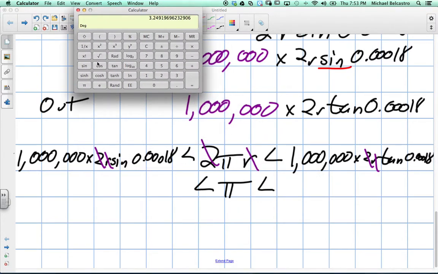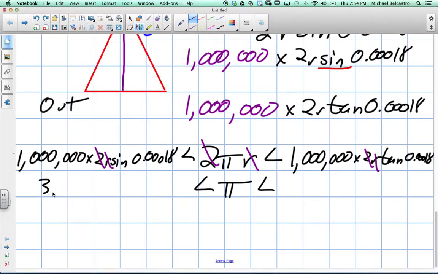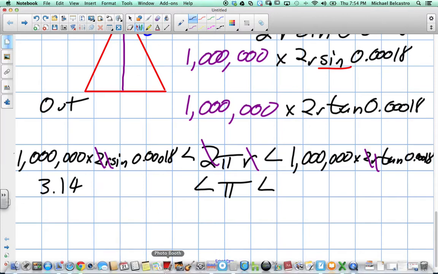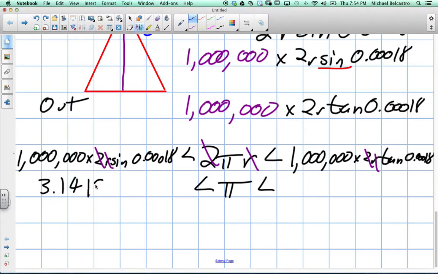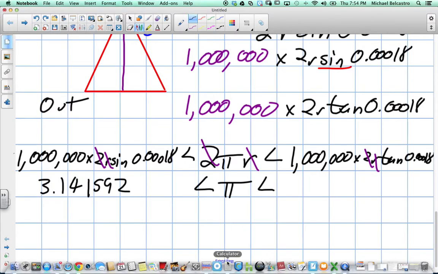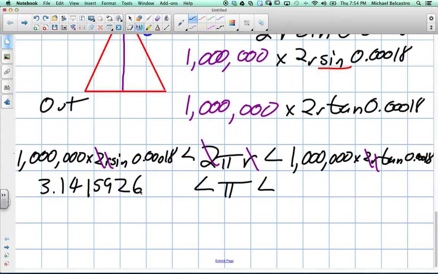So that's 0.00018 for sine, so we're doing the inner, times a million. So there's 6 times. And we get 3.141592653. Okay, and I think that's the decimal place we're going to be accurate up to.